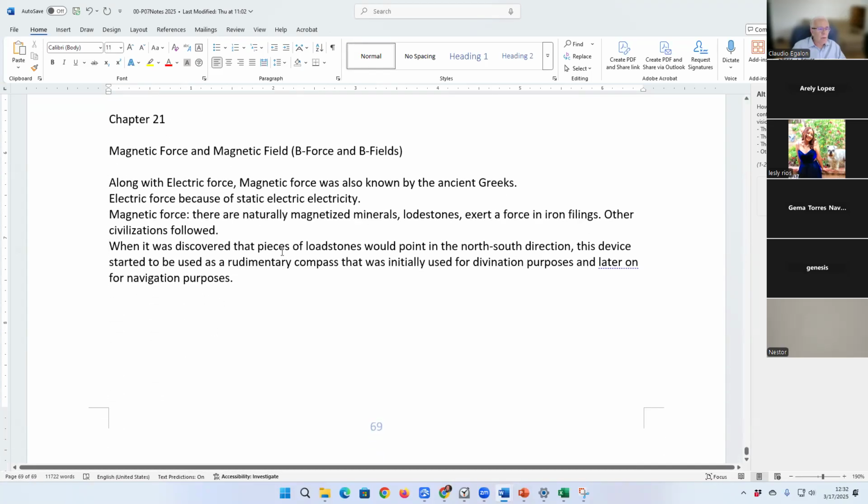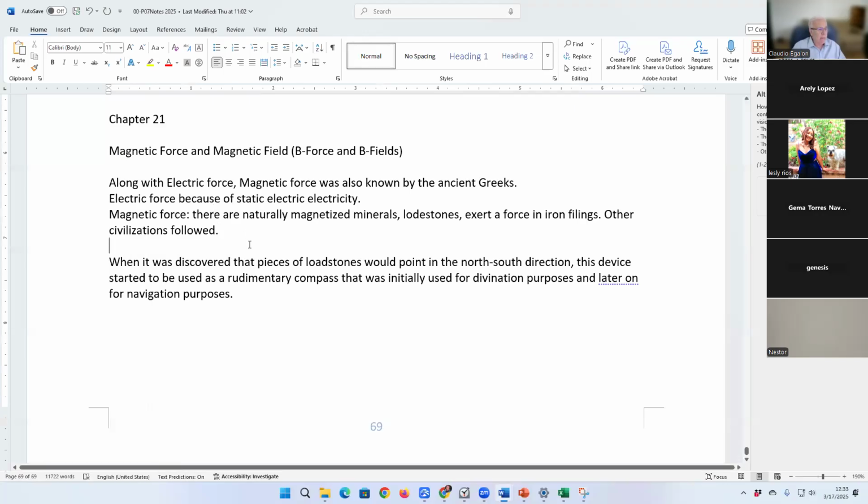So pieces of lodestone would point in the north-south direction. This device started to be used as a rudimentary compass. It was initially used for divination purposes and later on for navigation purposes. Okay, that's how people found out about the magnetic field, the magnetic force first, right? The idea of magnetic field comes afterwards.